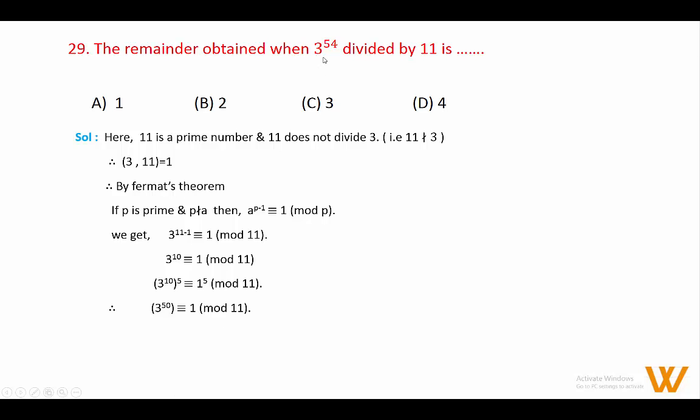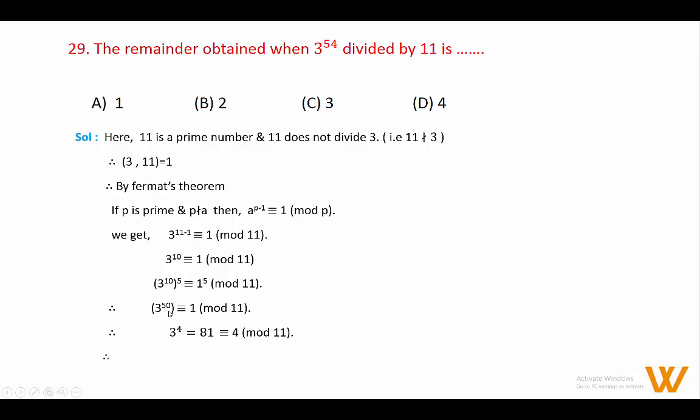Now we require 3 raised to 54. We have 3 raised to 50, so we require 3 raised to 4. Now 3 raised to 4 is 81. 81 mod 11: 11 sevens are 77, and 81 minus 77 is 4. So 81 is congruent to 4 mod 11.